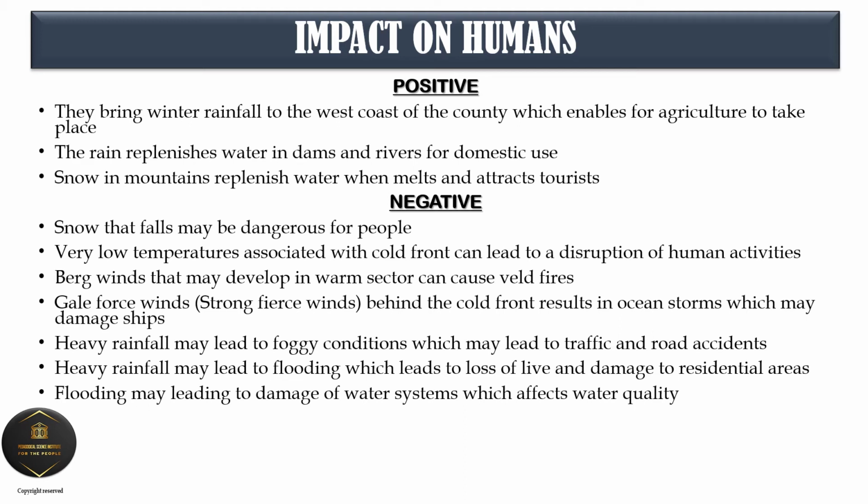Now, what's the benefit of that? We did the associated weather patterns, and we said that the cold front will bring rainfall. So that's a positive in winter. It means now we are going to have winter rainfall in the west coast of the country. And what good does that bring? It means now we can have water to irrigate our crops, so agriculture can take place as a result. So that's a positive impact. Another thing is that when we have rainfall, it means our dams and rivers can be replenished, right? And it means now we are going to have more water for domestic use.